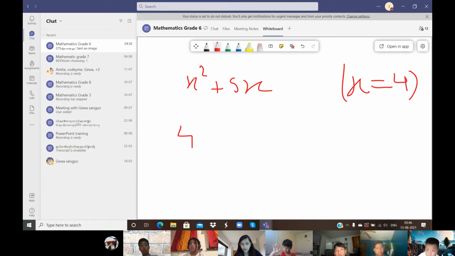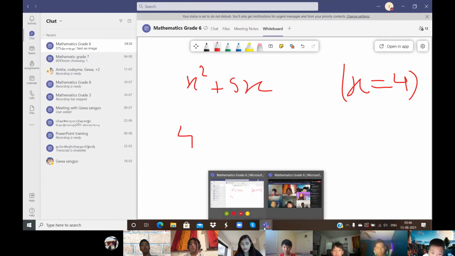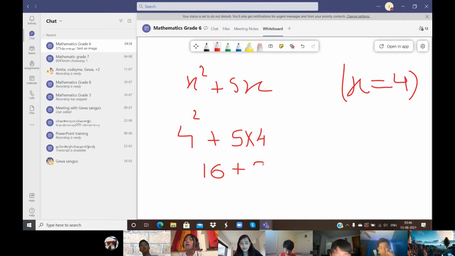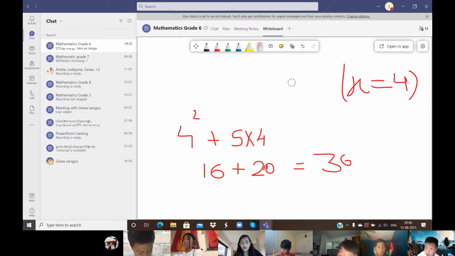You know that x is equal to 4. So it's 4 square plus 5 cross 4. You have to replace the value of x by 4. So 4 squared is 16, plus 5 times 4 is 20. So 16 plus 20 goes 36. So 36.